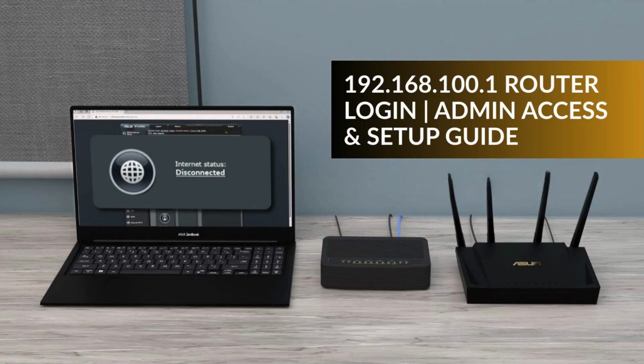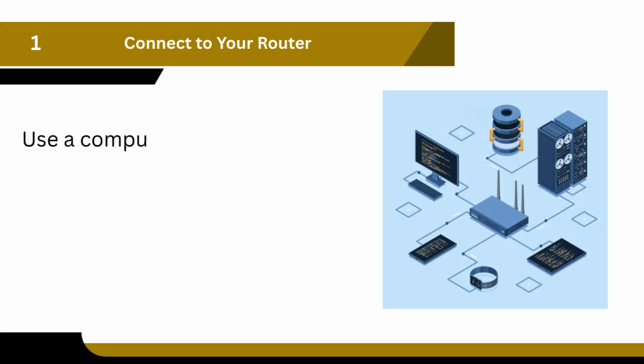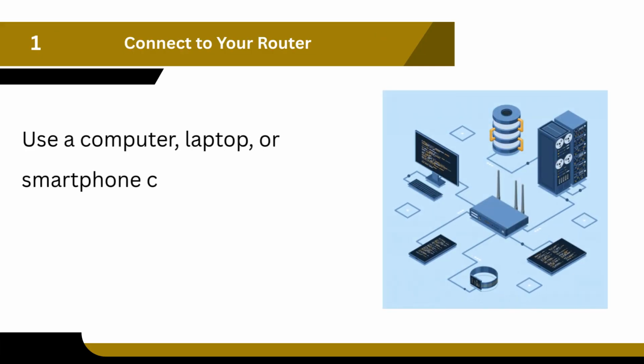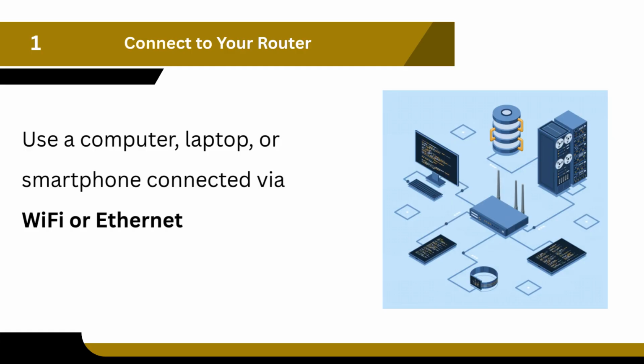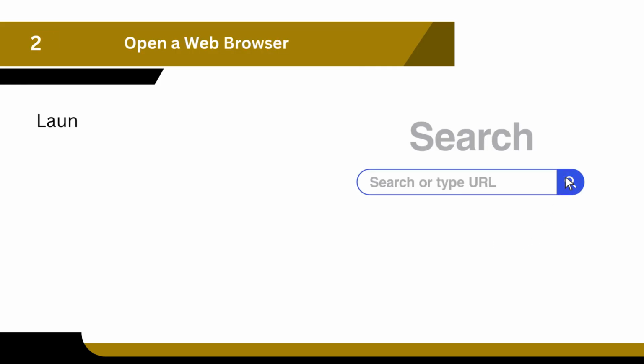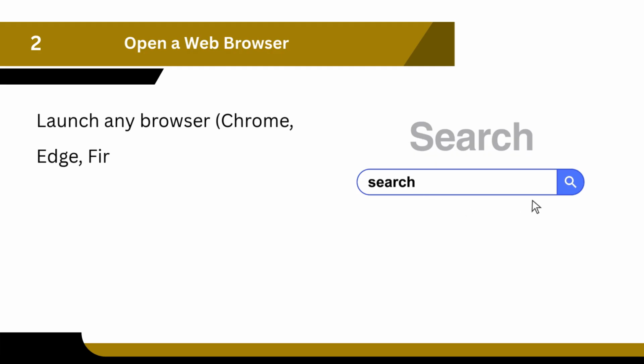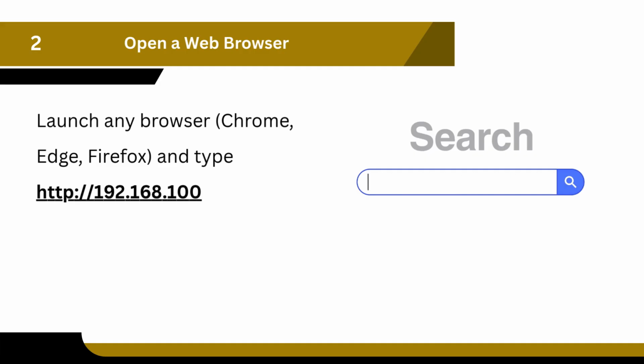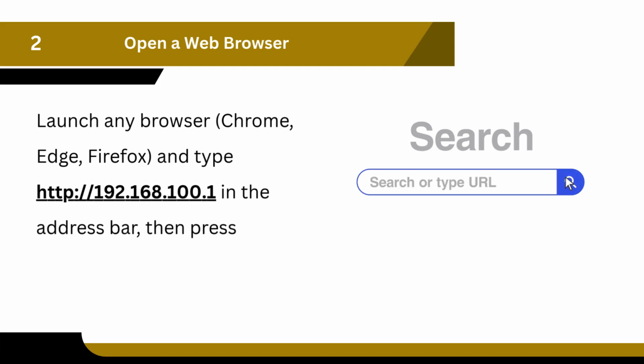192.168.100.1 Router Login, Admin Access and Setup Guide. 1. Connect to your router. Use a computer, laptop, or smartphone connected via Wi-Fi or Ethernet cable to your router. 2. Open a web browser. Launch any browser, Chrome, Edge, Firefox, and type http://192.168.100.1 in the address bar, then press enter.